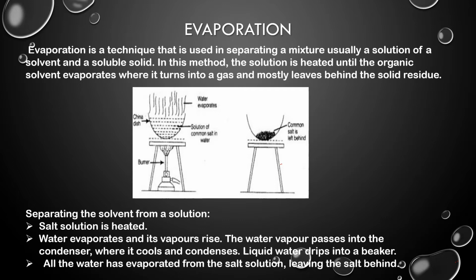Now see the diagram. Here this is the china dish or basin. This is the Bunsen burner. This is the common salt in water and that is water vapor. Okay? And before doing this experiment, in a separate basin, we have taken common salt. This is the common salt. Hope you have understood the experiment.